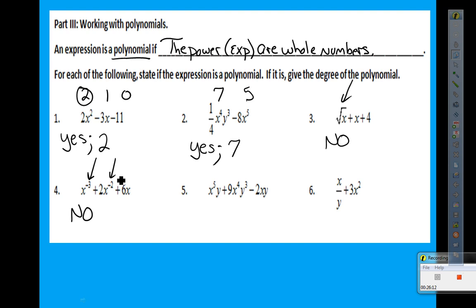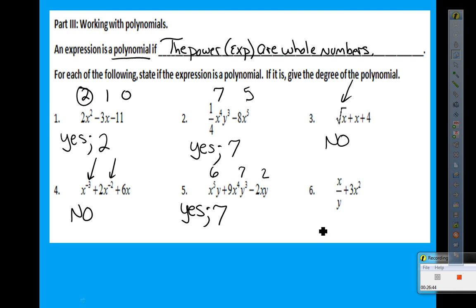Number 5, what do you think about number 5? Number 5 is a yes, because I see a 5 and a 1, a 4 and a 3, and a 1 and a 1. To get the degree of it, go to each term and add up the powers. 5 and 1 is 6, 4 and 3 is 7, 1 and 1 is 2. The biggest number out of those is a 7.